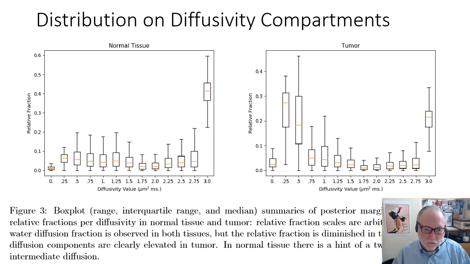The normal tissue has a hint of 2 peaks at slow and intermediate values, but we can't be too confident about that given the uncertainty in the predictions.